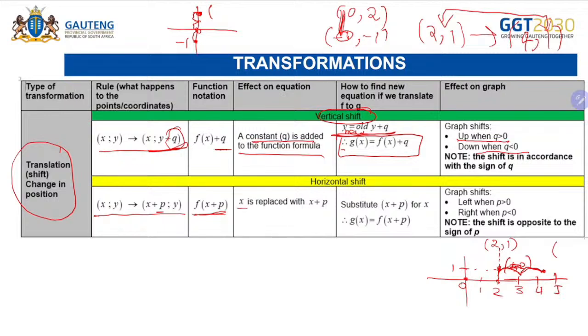So x is replaced by x plus p in the function formula because it was f of x. Now it is f of x plus p. What happens? You substitute x plus p where you see x. Now, what is the effect on the graph? The graph shifts to the left when p is positive. The graph shifts to the right when p is negative. So the graph shifts opposite to the sign of p.